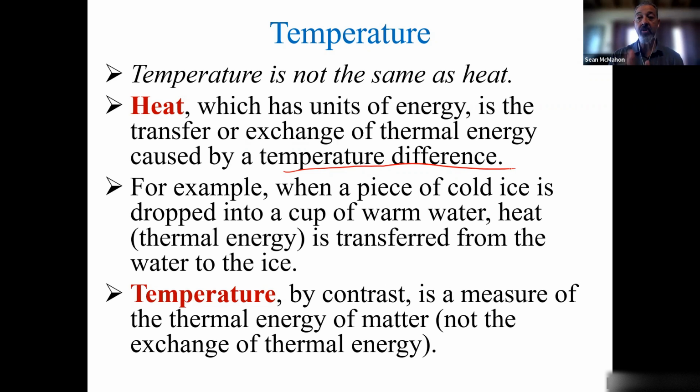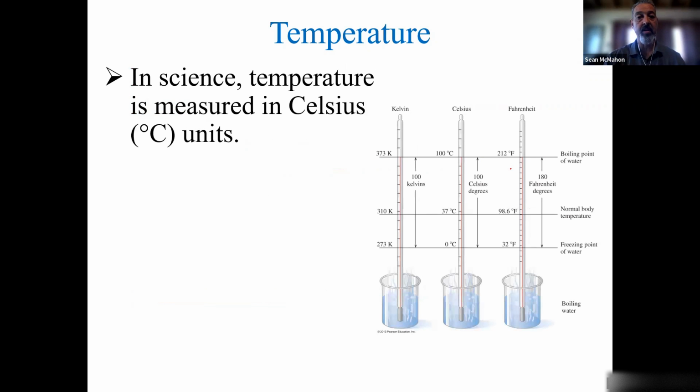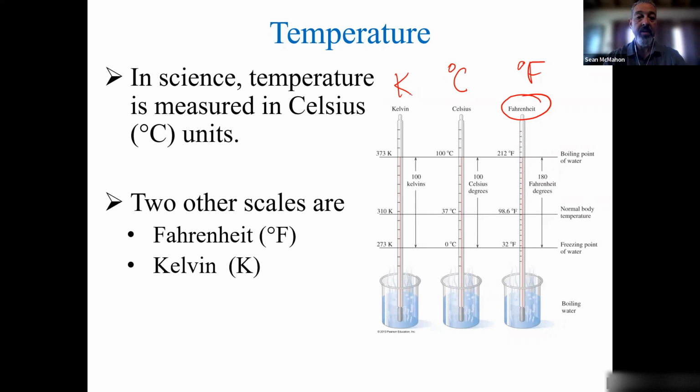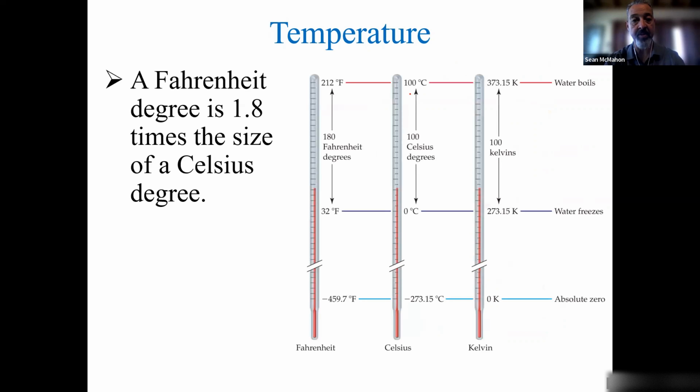And there's actually different temperature scales, okay? So in science, we're going to use Celsius. Now, here in the States, we use Fahrenheit. So we're, again, one of 3 countries, but we're going to use Fahrenheit, right? Everywhere else, they use Celsius. And we're going to also see there's a Kelvin scale. So those are the 2 other scales. Now I'm showing boiling water and I'm showing where the thermometer is. But basically, what I wanted to show is a Fahrenheit degree is 1.8 times the size of a Celsius degree.